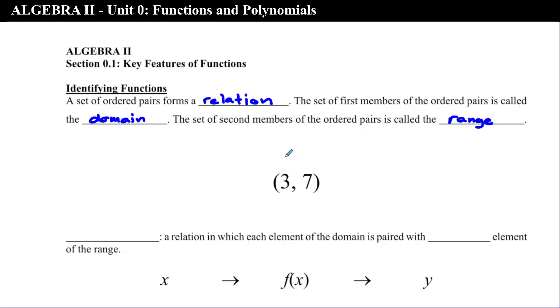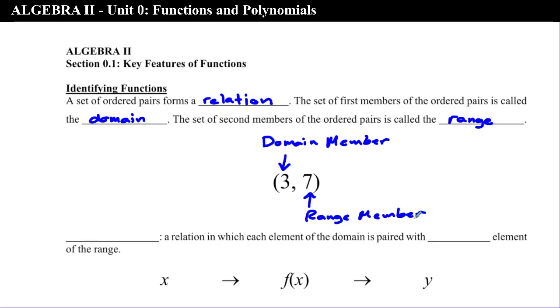So if we have an ordered pair, this first number is our x-coordinate. This is our domain member. And the second coordinate, or our y-coordinate, that would be our range member.